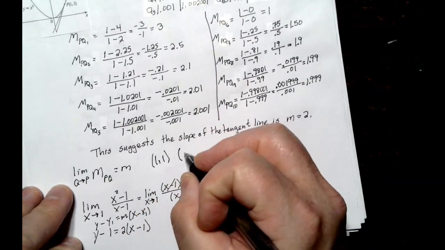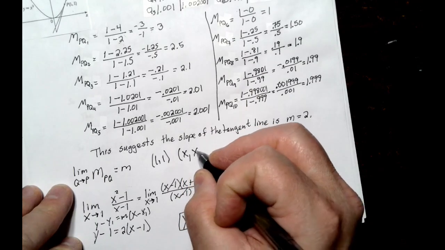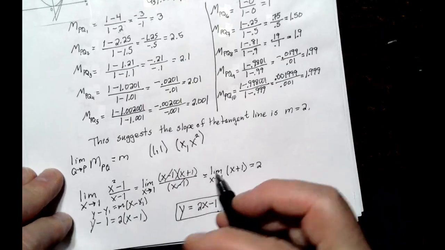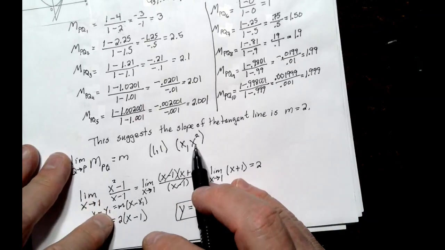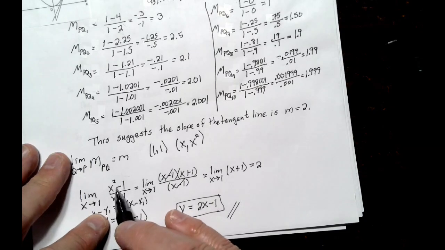And we know that if we plug x into our function, we get x squared for the y coordinate. So here are your 2 different points. You can take x squared minus 1 over x minus 1. That's just the slope formula.